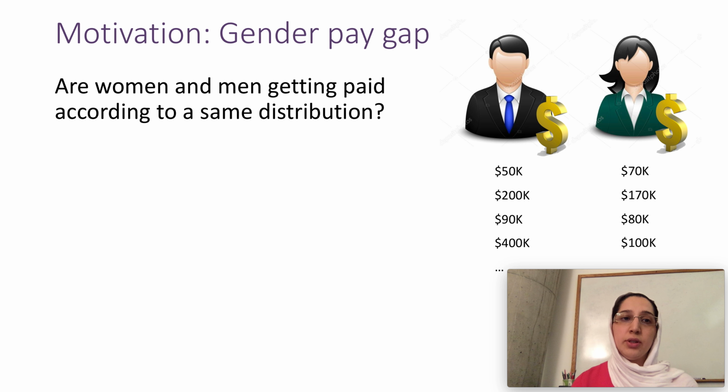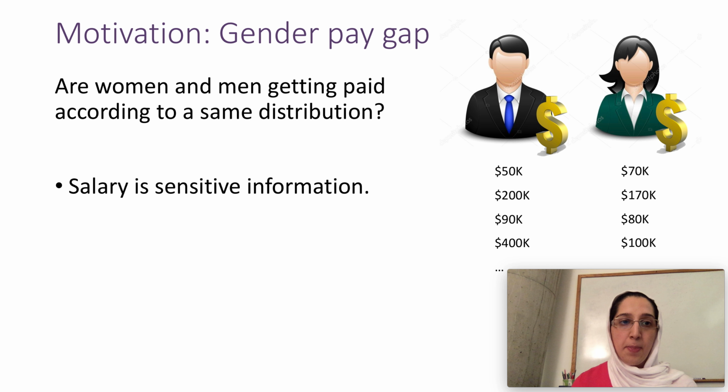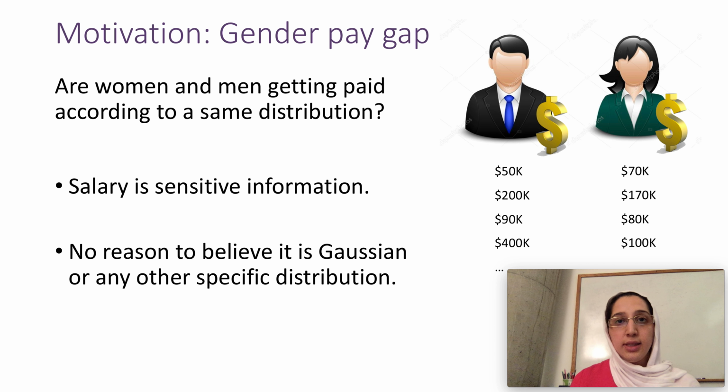As an example for this problem, assume you are given a data set of people's salary and you want to test if men and women are getting paid according to the same distributions. Obviously, salary is sensitive information that people may not want to share, so we need a private tester. Here, we don't have any assumptions about the data, so we're not assuming it's coming from a Gaussian or any other specific distribution.